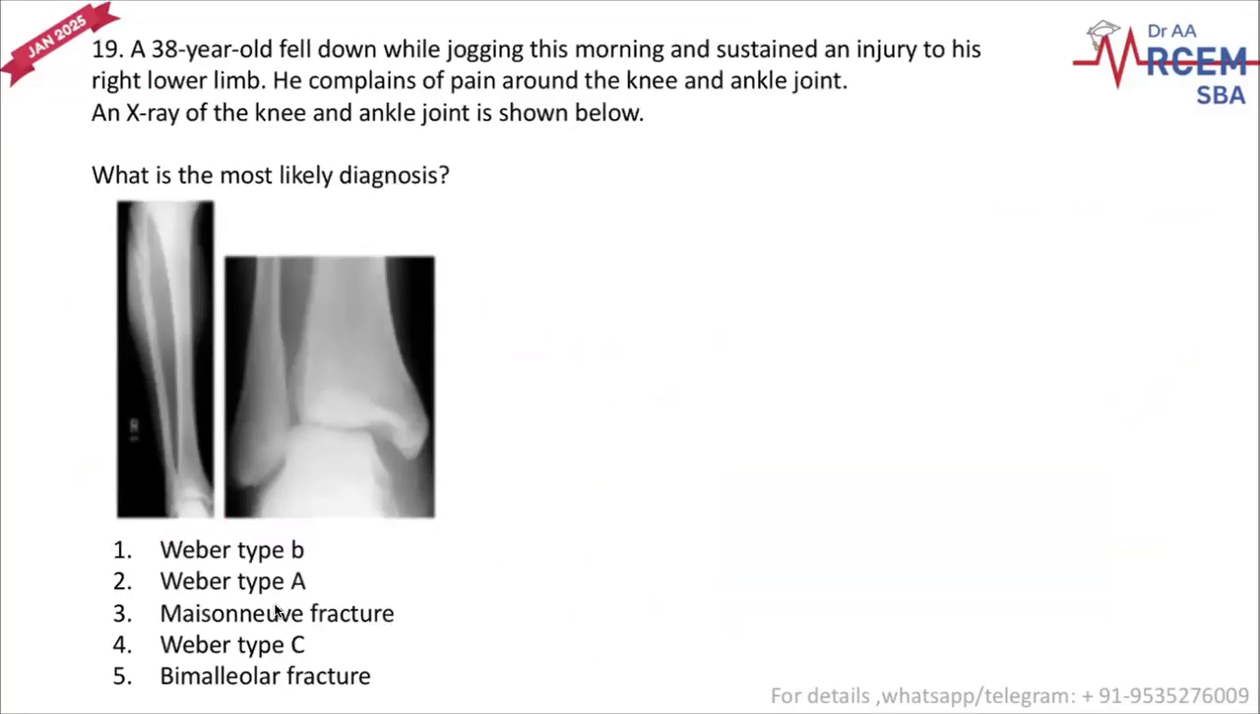A 38 years old fell down while jogging this morning and sustained an injury to his right lower limb. He complains of pain around the knee joint and an X-ray of the knee and the ankle is shown below. What's the most likely diagnosis? So straightforward, they're just asking about the diagnosis here.